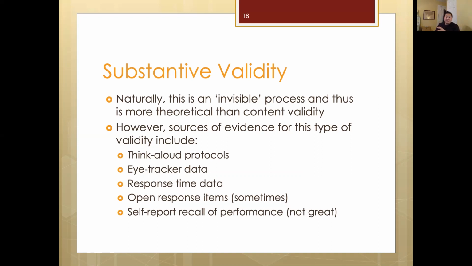You could use eye tracker data depending on what you're looking at. You could see where someone's eyes go on a screen. When we're measuring things like implicit bias or racism, we can use eye tracker data to try to get at the psychological processes happening, even if people aren't consciously aware of them. Response time data works. Open-ended response times items sometimes work. Self-recall of performance, like what were you thinking about when you did this?